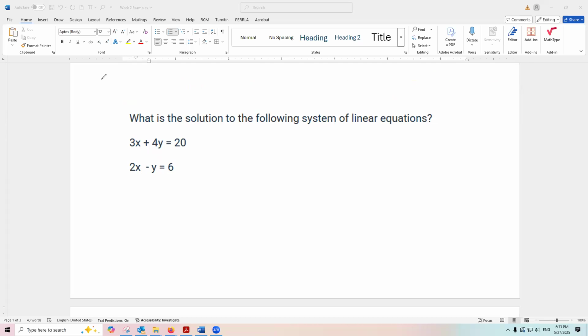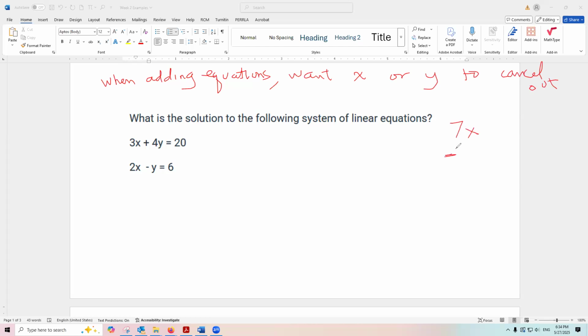Because what I want to happen is when I add the equation straight down, I want either the x or y's to cancel out. For example, if I had a 7x on the first equation, I'd want a negative 7x for the second equation. So when I add them, they would cancel out. Or maybe I want a 4y on top and a negative 4y on the bottom, so that when I add them, they cancel out. So that's what I'm looking for.